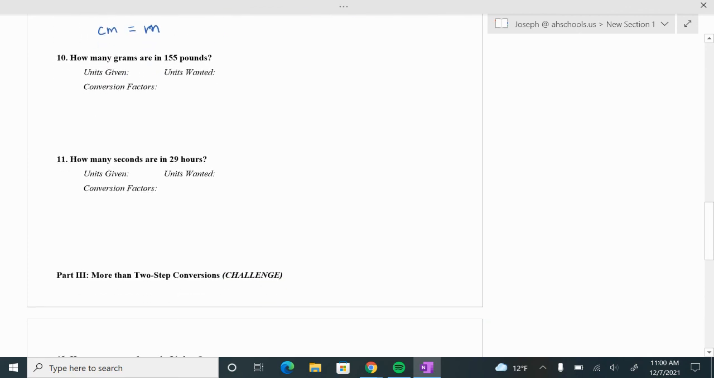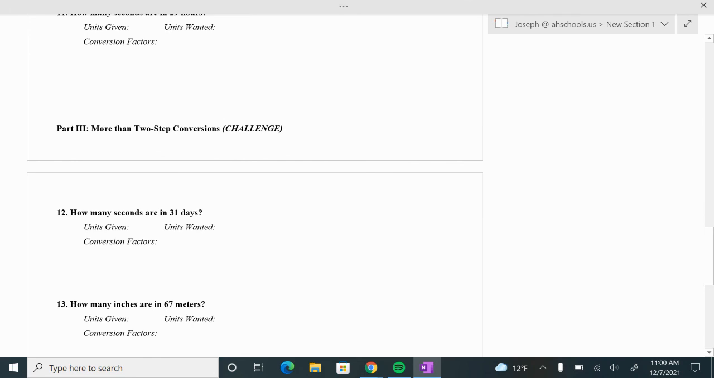Finally, the last thing we're going to go through together is how to set up one of our challenge problems. All right, the more difficult part 3 questions, which are more than 2 steps. So number 12 says, how many seconds are in 31 days? So we're given days to begin with, and the units we want in the end are seconds.